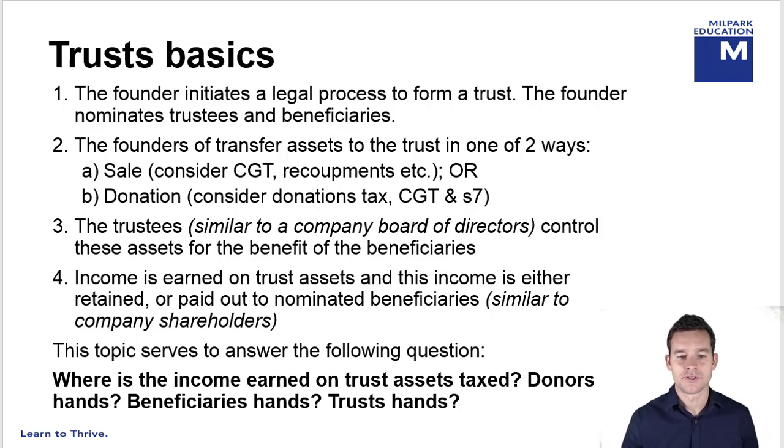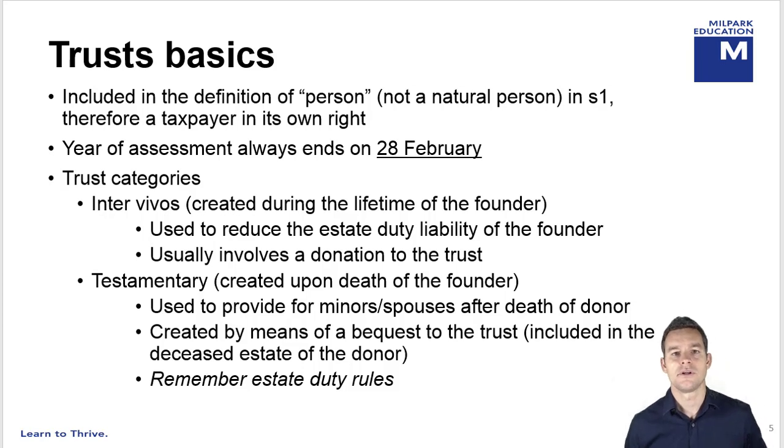This topic serves to answer the question, where is the income earned on trust assets taxed? Is it taxed in the donor's hands, the beneficiary's hands, or the trust's hands? It's important that in each year of assessment, every single rand of income earned in the trust gets taxed somewhere. So a trust is included in the definition of person, which means that it's a taxpayer in its own right. What's important to note there is a taxpayer is a person, not a natural person. Therefore, none of the natural person exemptions, such as 10(1)(i), will apply to that trust. Then a trust year end is always the 28th of February, no matter when it was founded.